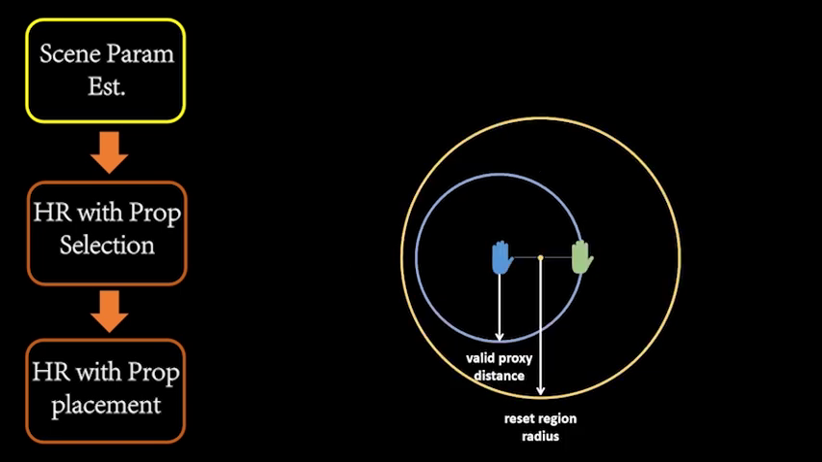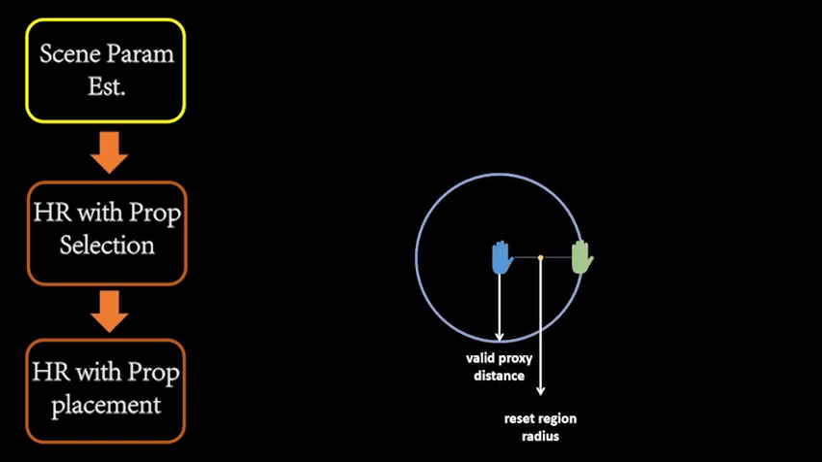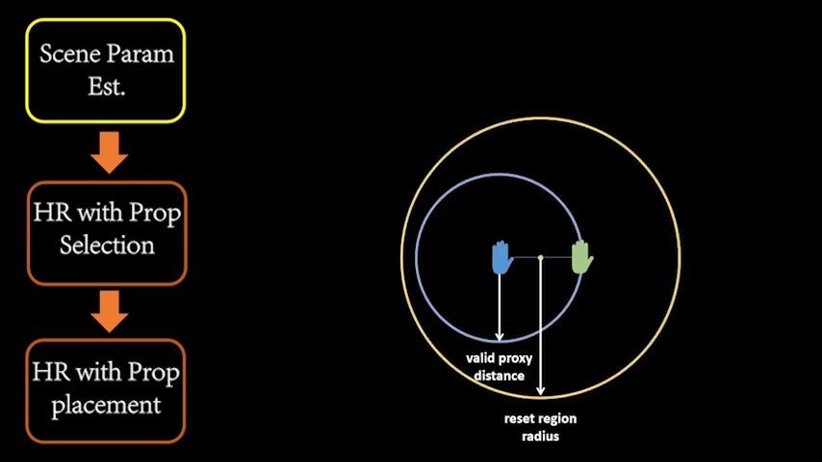Second, we calculate the reset region radius. A circle is drawn with the midpoint of the virtual hand and the real hand as the center, and the distance to be verified as the radius. Then we sample uniformly on the circle and determine whether the retargeting process from the sampling point to the positions of the hands exceeds a threshold. If the ratio exceeds a certain threshold, that given radius is valid.